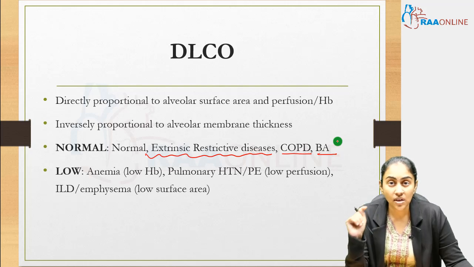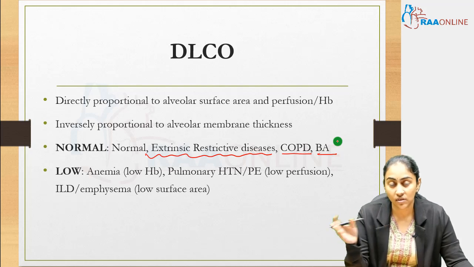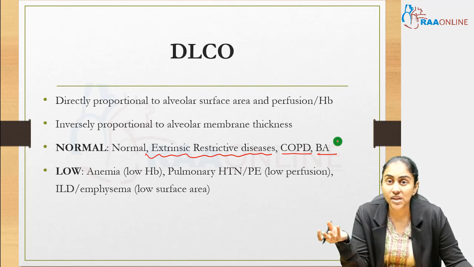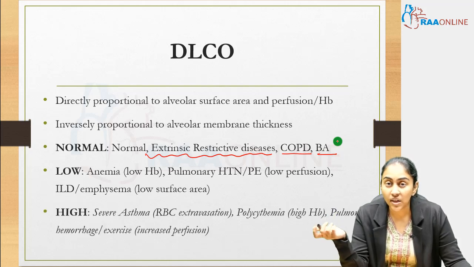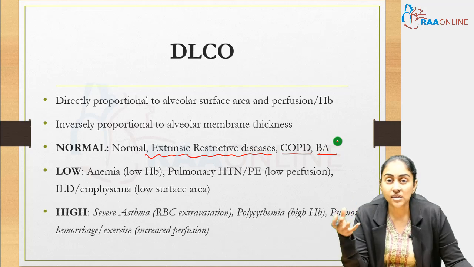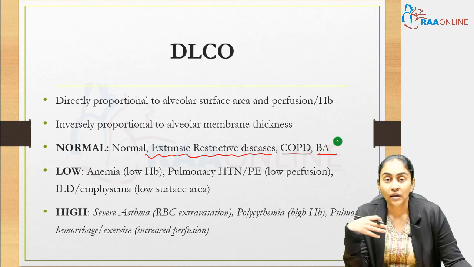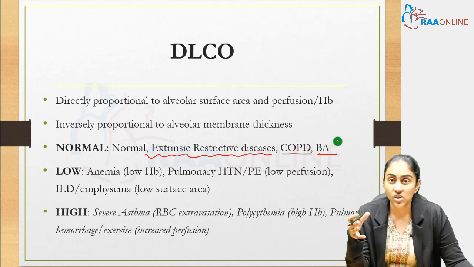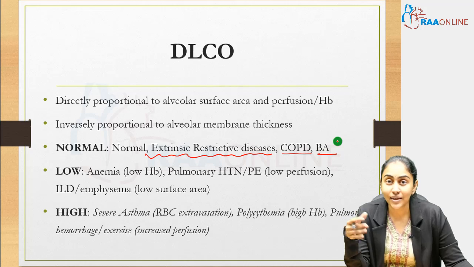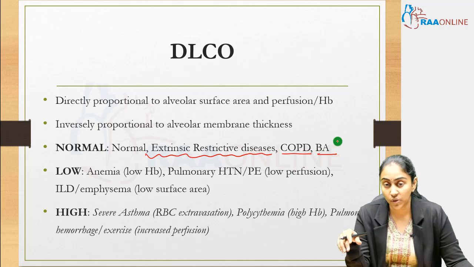Now, some diseases can have a high DLCO. What does that mean? Because this is a diffusion limited gas, it means the hemoglobin is very high. So either there is a bleed or there is polycythemia. Polycythemia, pulmonary hemorrhage, or instances like exercise, which can increase the alveolar capillary perfusion, can all increase the DLCO. Remember, sometimes in patients with acute severe asthma, because of the RBC extravasation associated with the inflammation, that can give rise to an elevated DLCO. So elevated DLCO can be a component of acute severe asthma.